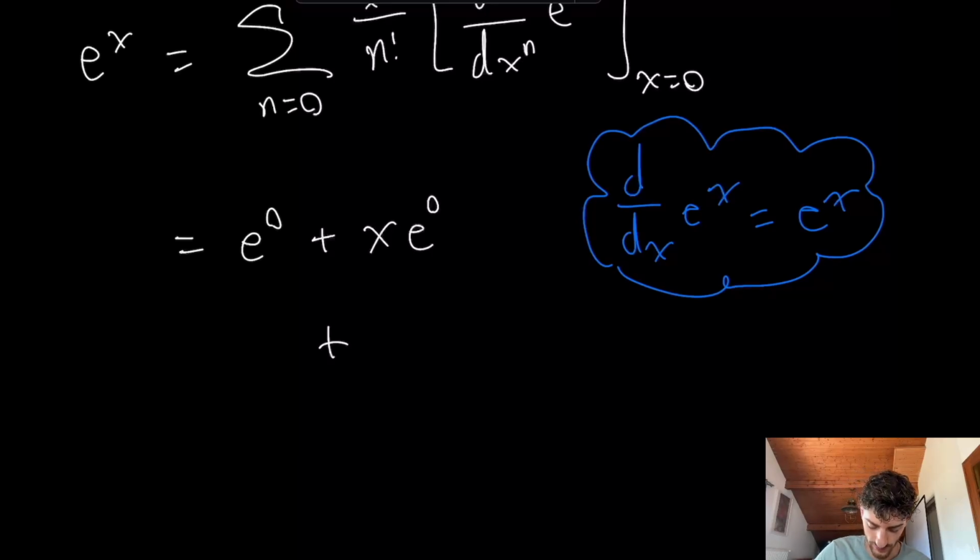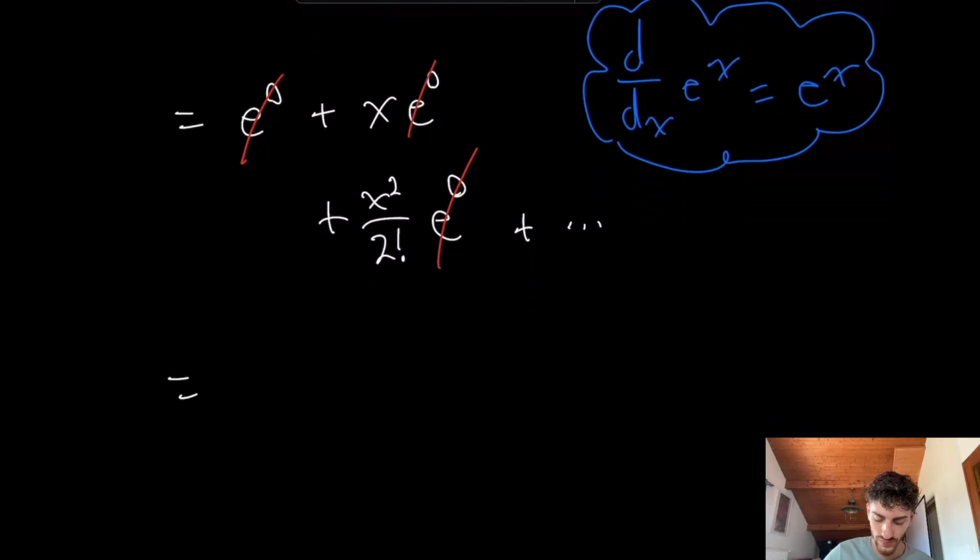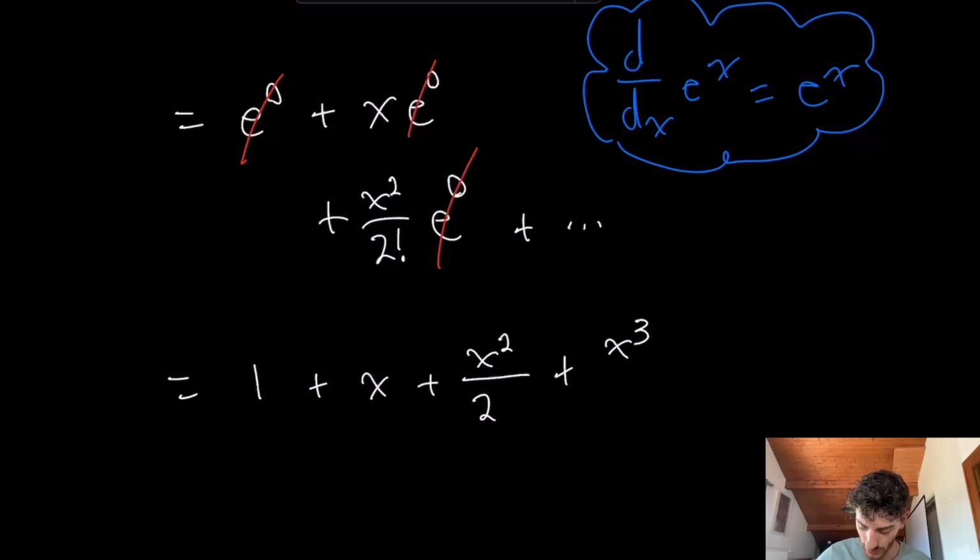Let's do the second term. It's going to be x squared over 2 factorial. Taking the derivative of the derivative to get the second derivative, it's still e to the x. Then we plug in 0, so that's e to the 0. We're going to continue this on. Hopefully you can see it's always going to be e to the 0, so that's just going to be 1. So this is going to be 1 plus x plus x squared over 2 plus x cubed over 3 factorial plus dot dot dot.